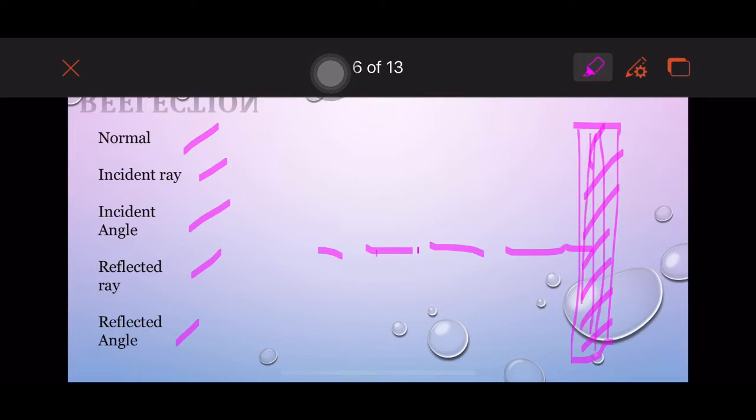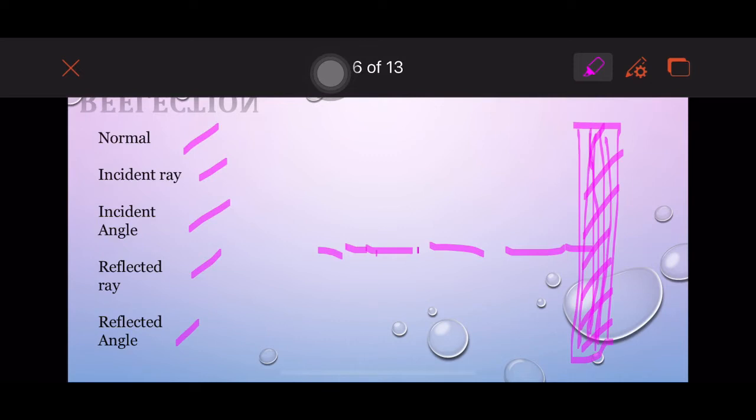The reflecting surface can be any hard surface like a mirror, or a shiny surface like, let's say, the surface of our refrigerator, a glazed window, a whiteboard, and so on. So a normal line is an imaginary line perpendicular to that surface. It is important because it is where we measure our incident angle and reflected angle.